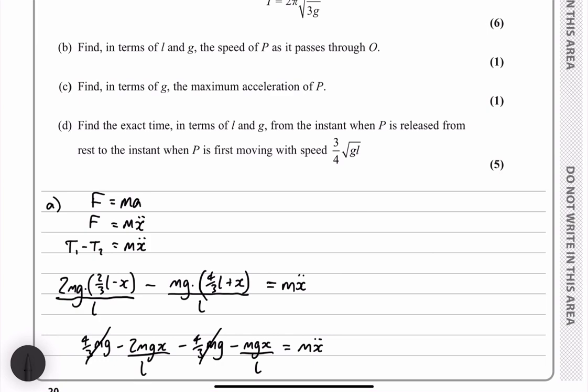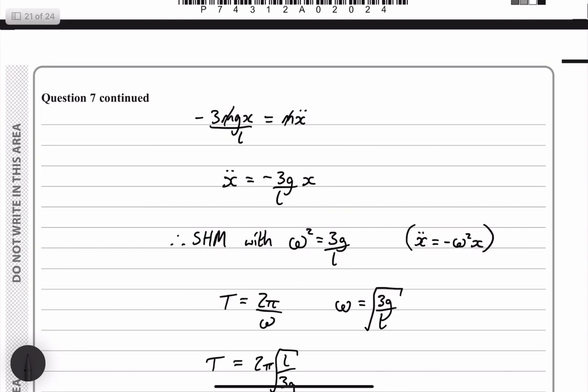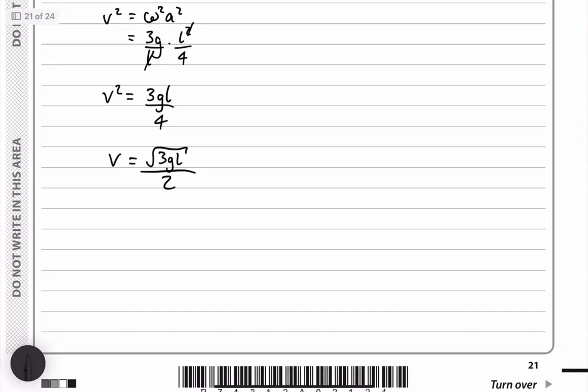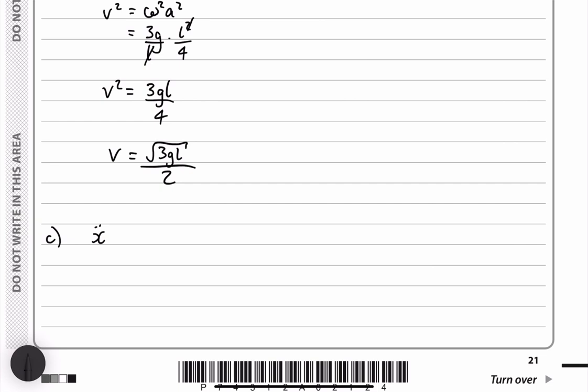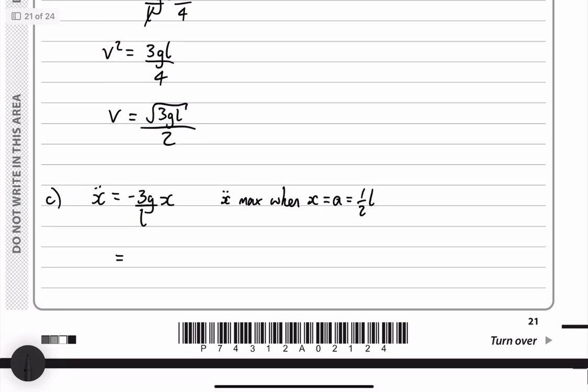Part C, find in terms of g the maximum acceleration of P. Well, we've done most of the work for this, that's why this one's only 1 mark as well. Here we've got acceleration is equal to minus 3g over L times x, and this is maximum when x is at its maximum displacement, which is the amplitude, which is a half L again.